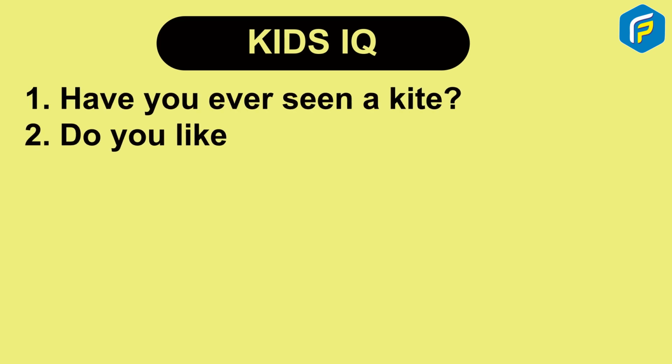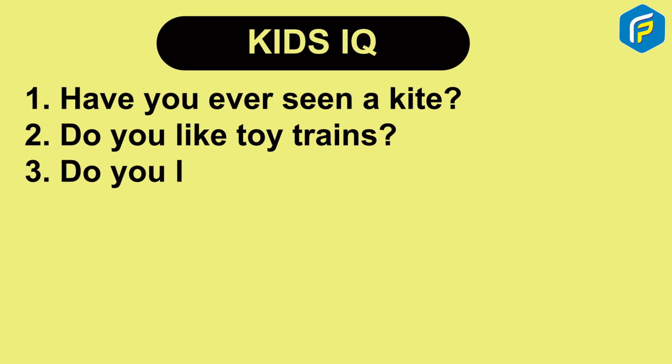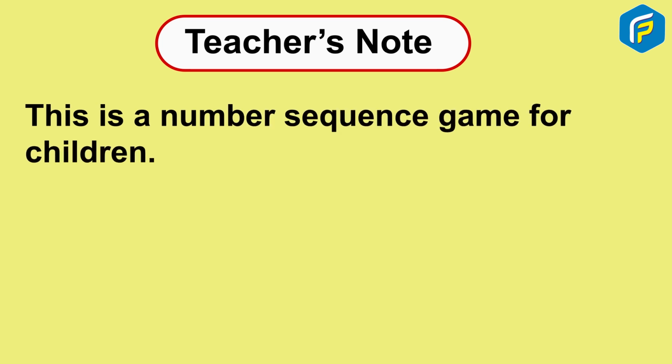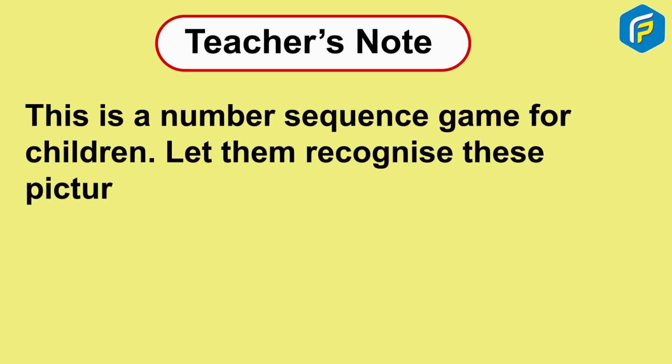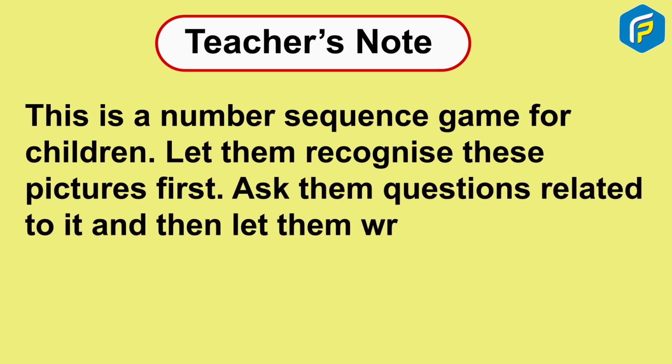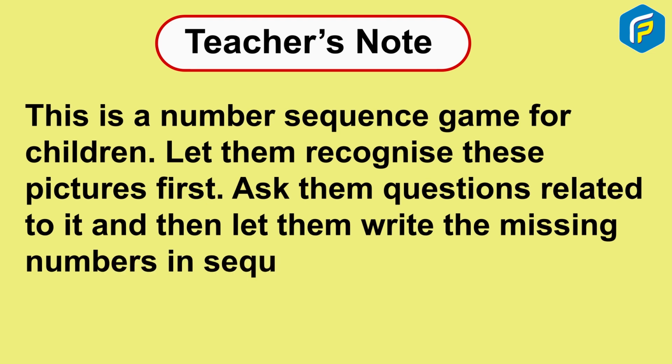2. Do you like toy trains? 3. Do you like to eat apples? Teachers note. This is a number sequence game for children. Let them recognize these pictures first. Ask them questions related to it and then let them write the missing numbers in sequence.